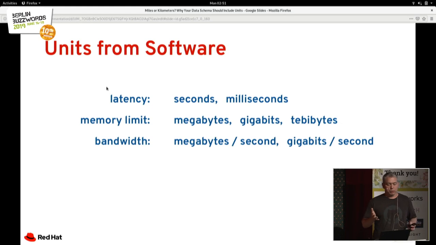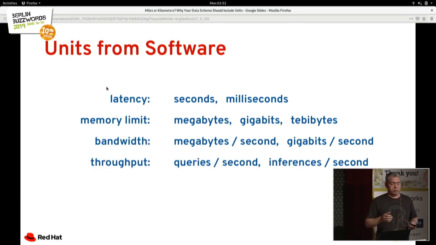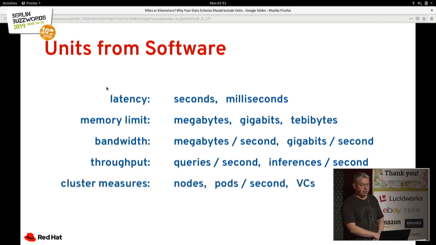We express bandwidths in terms of megabytes per second, generally, you know, units of information per unit of time. We express things like throughput in units like queries per second, or in machine learning, inferences per second. And in our clustering environments, we can measure our cluster sizes in units of nodes, or express scheduling rates in pods per second, or just measure the number of volume claims in a system like Kubernetes.